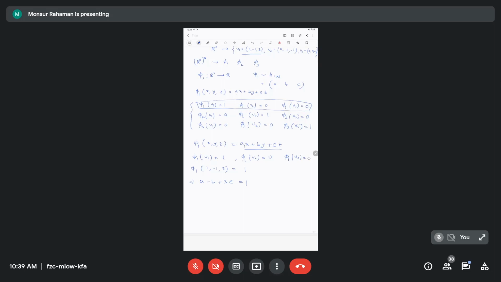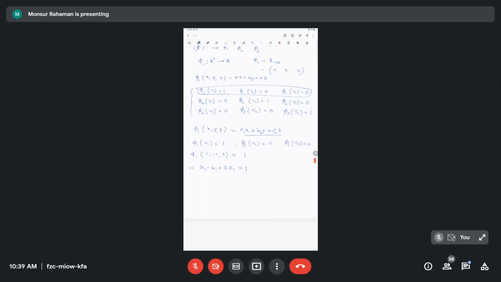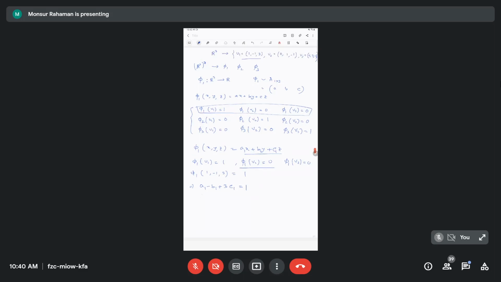For phi 1, you can write A1, B1, C1, and for phi 2, A2, B2, C2, and so on. So for V2, what will it be? V2 is (0, 1, -1). So it will be B1 minus C1 is equal to 0. For V3, (0, 3, -2), it means 3 B1 minus 2 C1 equals 0. So from these 3 equations you can find A1, B1, C1.